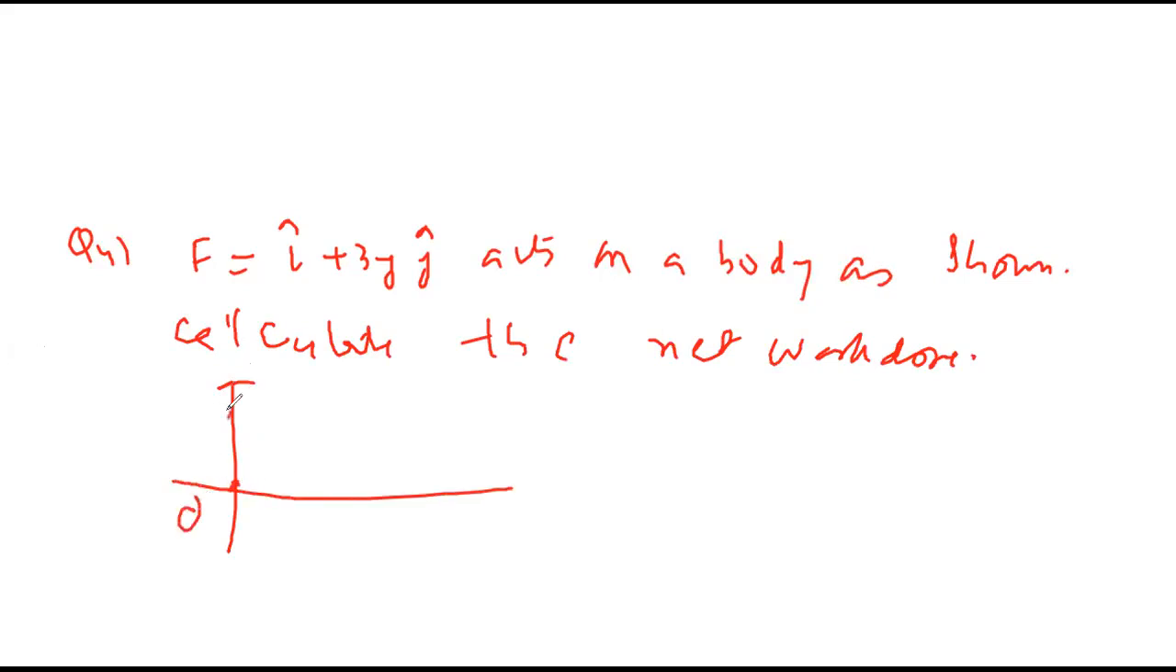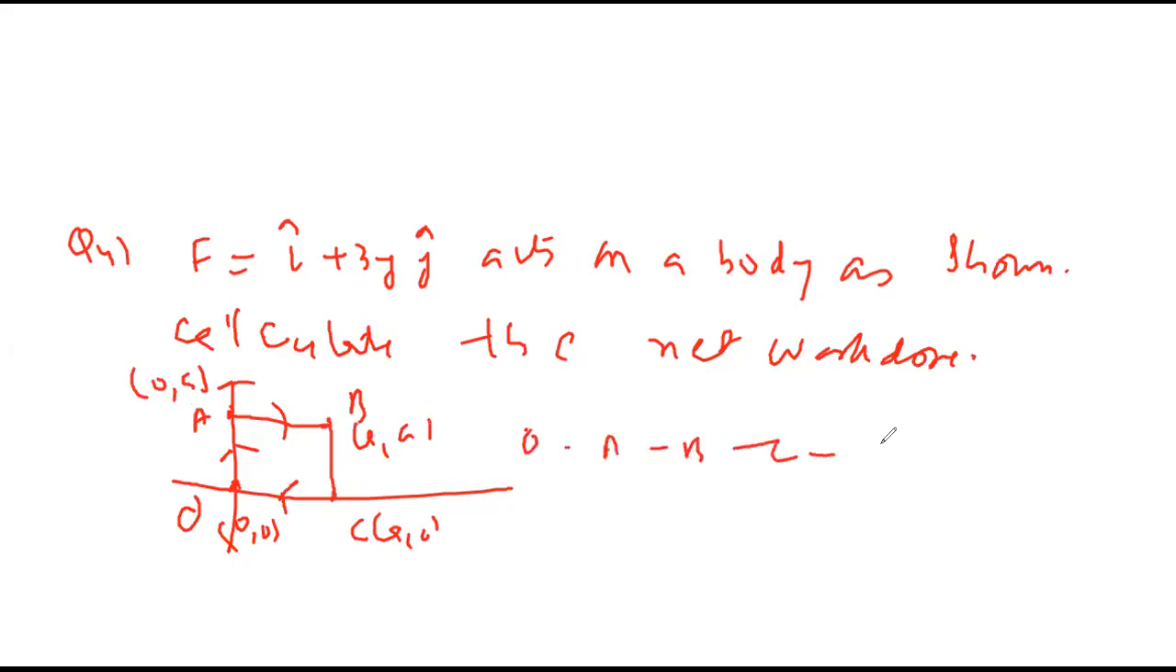O to A to B to C, it comes back to O. Coordinates are 0, 0; A comma 0; A, 0; 0 comma A. Calculate the work done if the body goes from O to A to B, B to C, back to O. Options are 3A, minus 3A, 0, and 1 upon 3A.